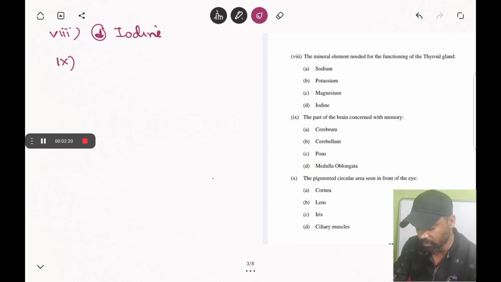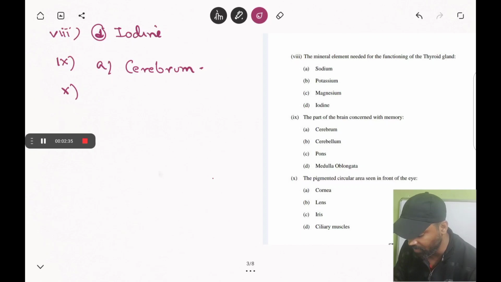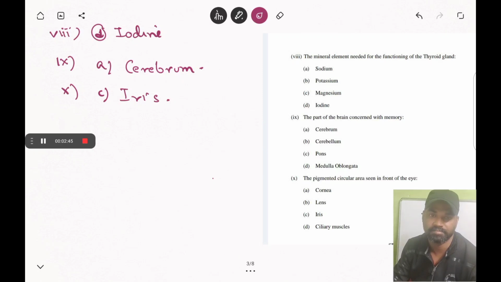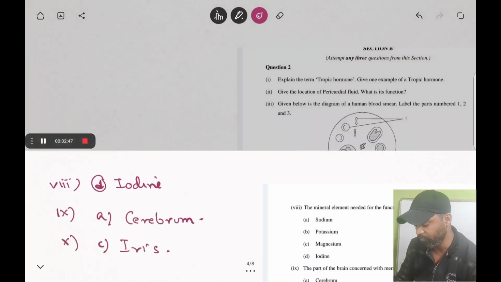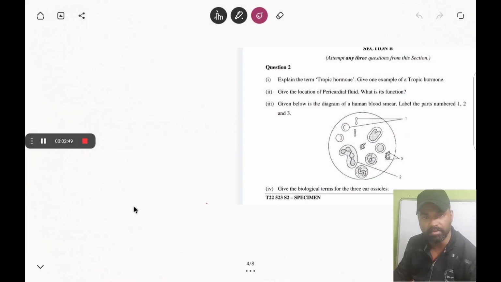Number 9. The part of the brain concerned with memory is the cerebrum. That is option A, cerebrum. Number 10. The pigmented circular area seen in front of the eye. Cornea, no. Lens, no. C, iris is my correct option. Section A done. Now we look at Section B.